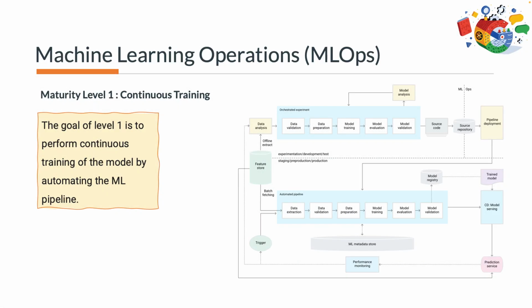Maturity Level 1: Continuous Training. The goal of Level 1 is to perform continuous training of the model by automating the machine learning pipeline. This lets you achieve continuous delivery of model prediction service. So the goal in Maturity Level 1 is to automate the machine learning pipeline, not the end-to-end pipeline that is required to deploy the final system.